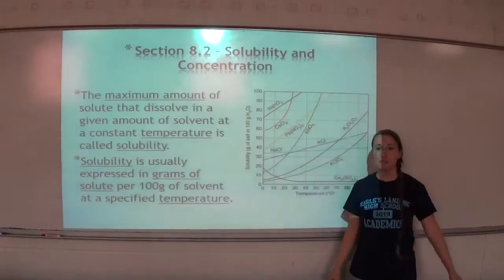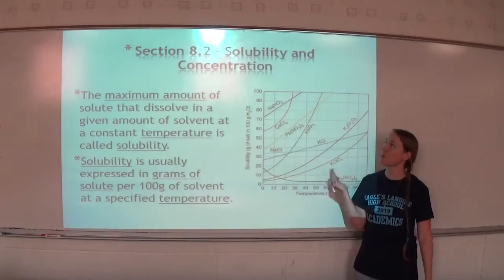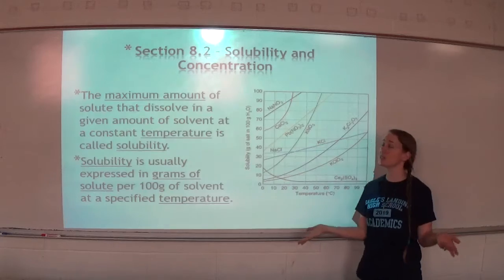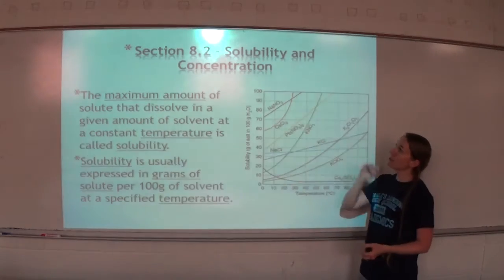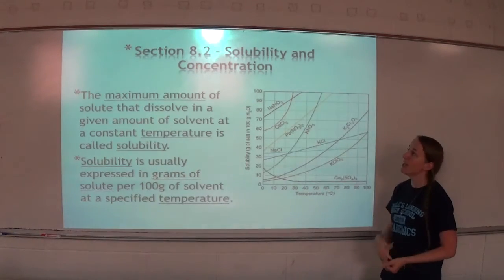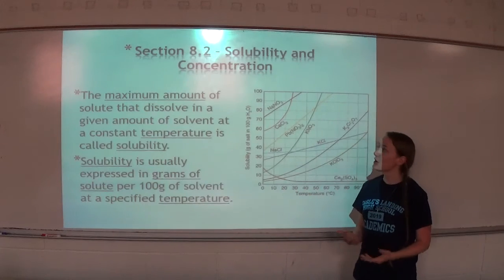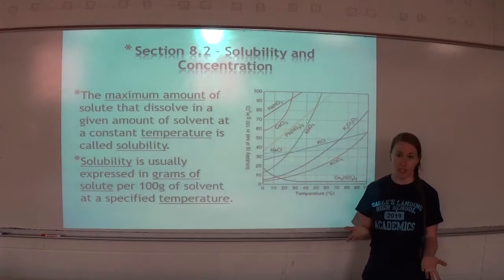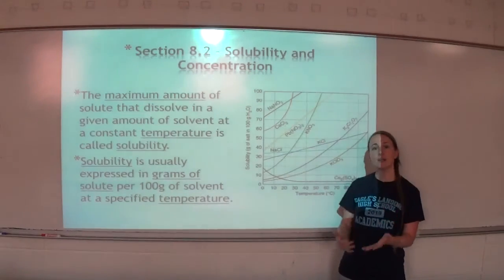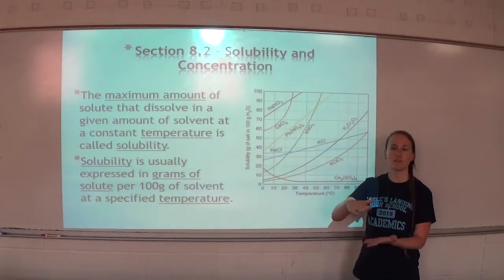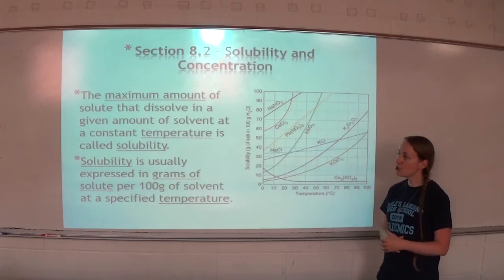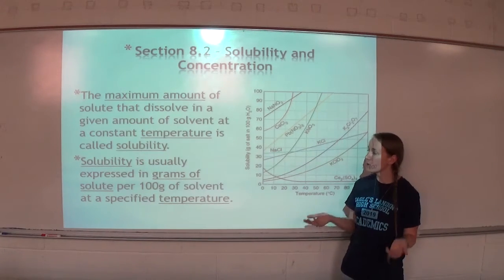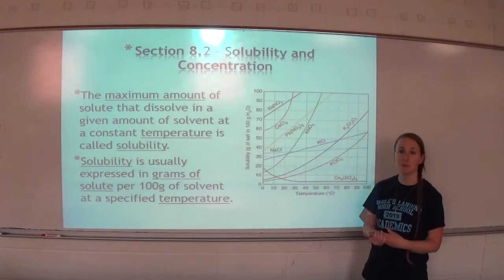So this is the physical science lesson video for section 8.2, and we're going to continue talking about solutions. This is solubility and concentration. The maximum amount of solute that can dissolve in a given amount of solvent at a constant temperature is called solubility. So solubility means how much can I dissolve in this given amount of solvent. Solubility is usually expressed in grams of solute per 100 grams of solvent at a specified temperature.